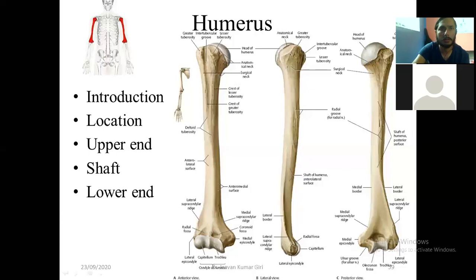Next bone, that is the humerus. So this is the longest bone of your upper limb. Okay, it is not the longest bone of the body. It is only the longest bone of the upper limb. Okay, the longest bone is the femur.